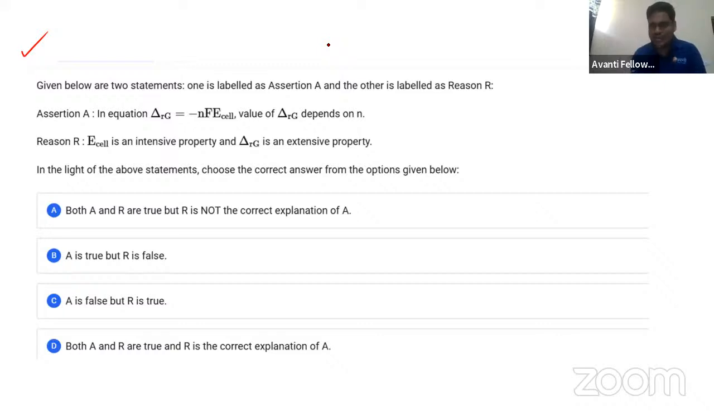Option A, no beta. In option A, listen carefully. Look carefully at what is written in option A. Both A and R are true but R is not the correct explanation. Here R is the correct explanation. Yes, better. D. That is, both A and R are true and R is the correct explanation of A.